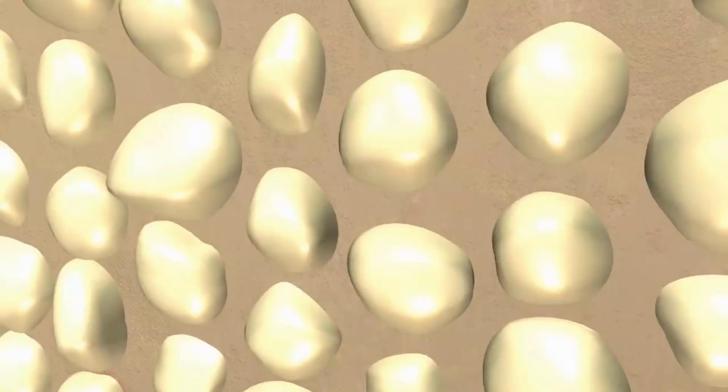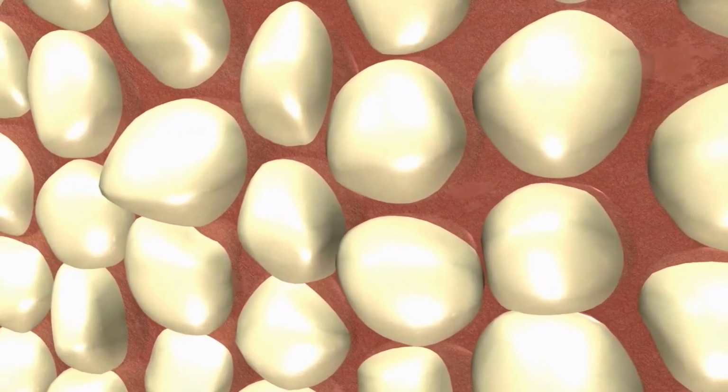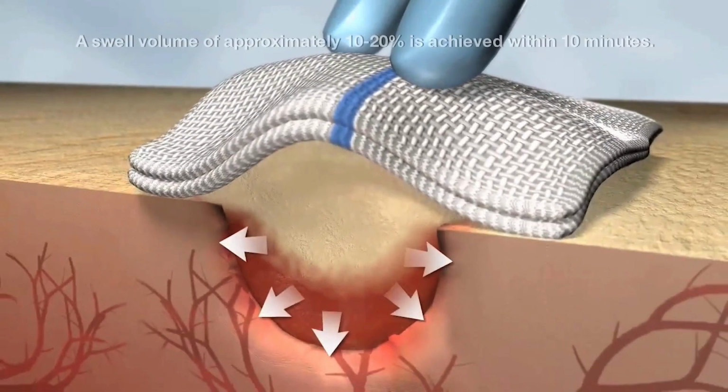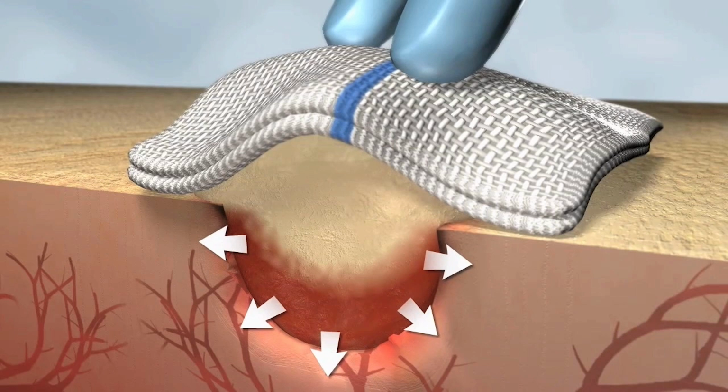FLOSEAL granules allow high concentrations of thrombin to react rapidly with the patient's fibrinogen and form a mechanically stable clot. FLOSEAL granules have a maximum swell volume of approximately 20%, which is achieved within 10 minutes and physically restricts the flow of blood. FLOSEAL can be reapplied if necessary. Reapply at the base of the wound and backfill the lesion.